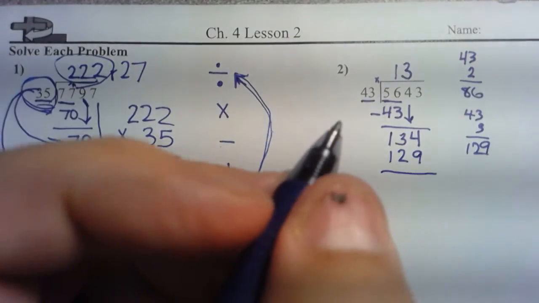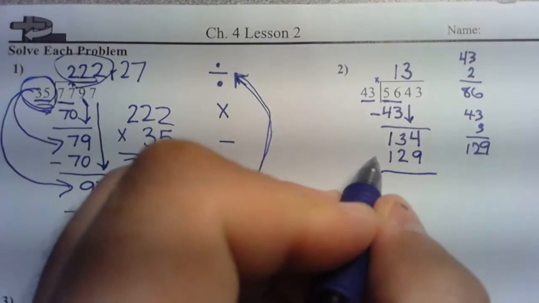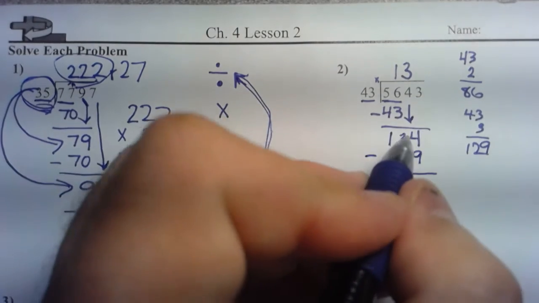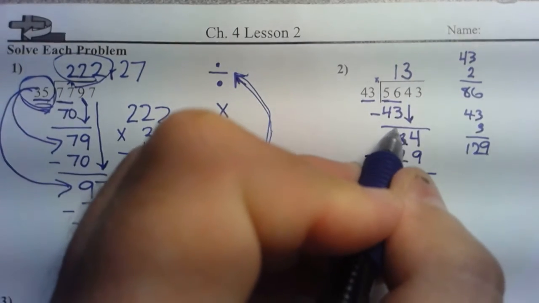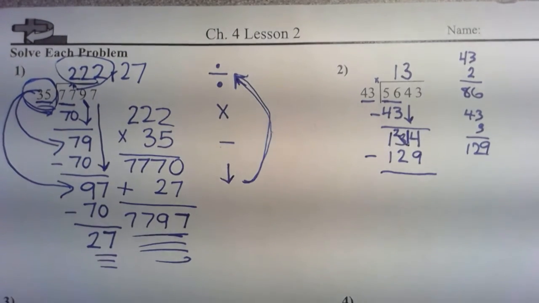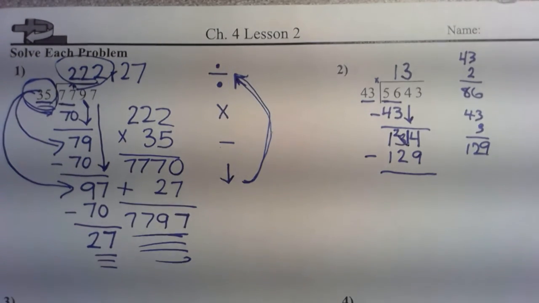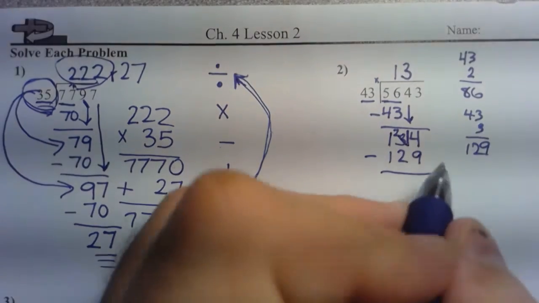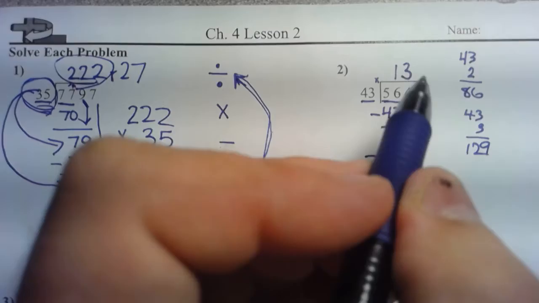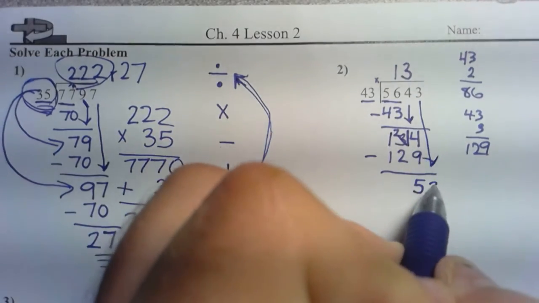Does anybody know what to do to these numbers now? You subtract. What's 4 minus 9? Can't do that. Thank you. Got to borrow from this 3, makes us a 2. We put that 10 over there. Now 10 and 4 is 14. 14 minus 9 is 5. Do we have anything to bring down? Yeah. Bring down this 3.